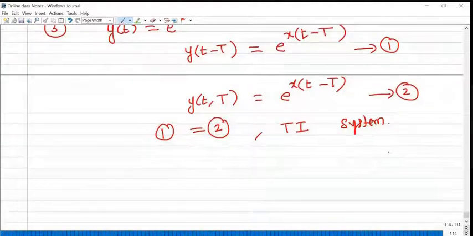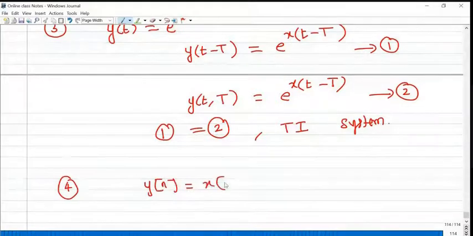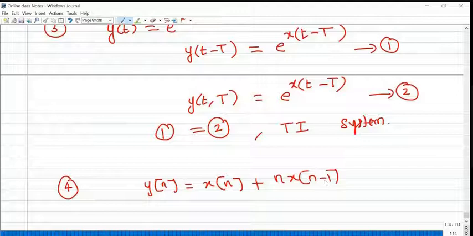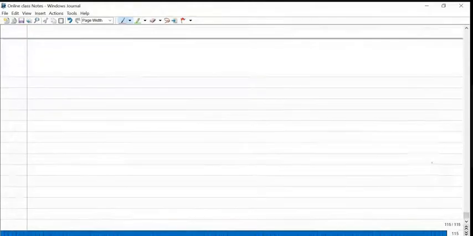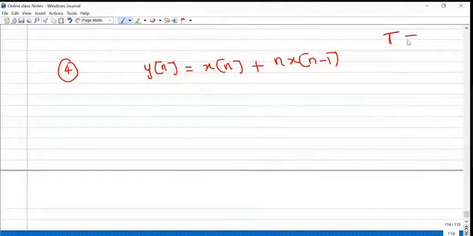Similarly, for a discrete time example, y of n equal to x of n plus n into x of n minus 1. Identify whether this particular system is a time invariant system or time variant system. Capital T is used to represent the delay time in continuous time systems. Here we use k, n minus k.